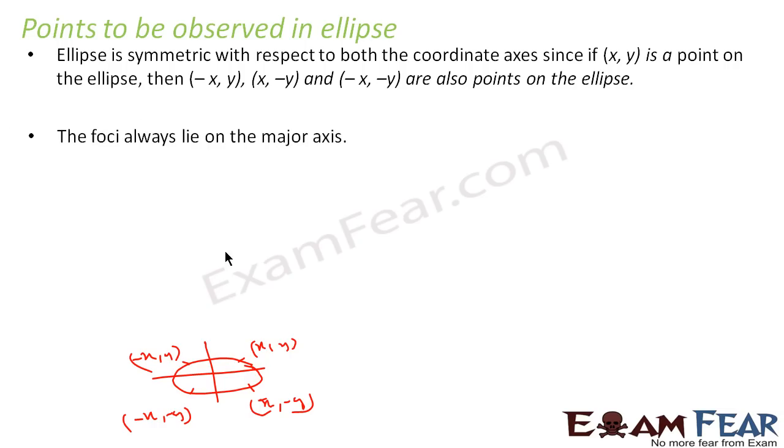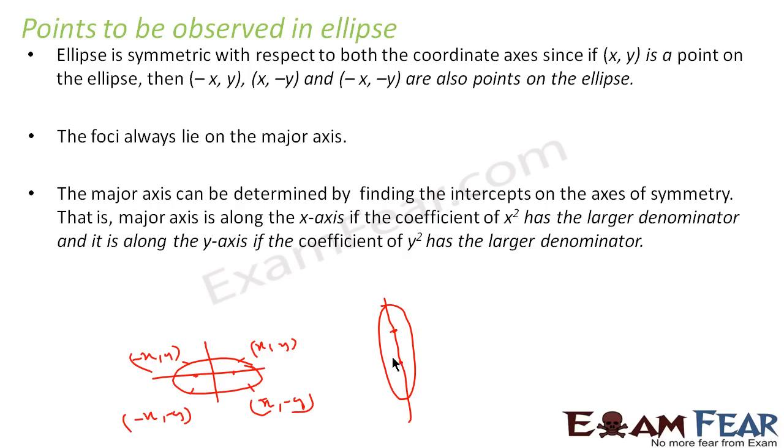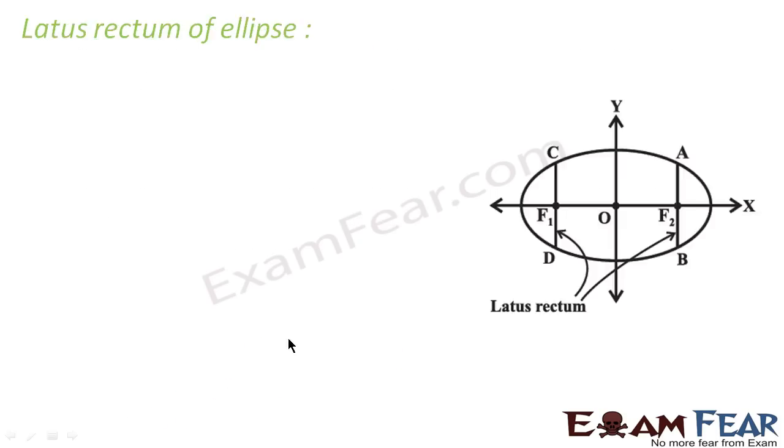And the foci always lie on the major axis. So if this is the major axis, we'll have foci here. And if we have a vertical ellipse like this, then foci will be here, because this will be the major axis. And the major axis can be determined by finding the intercepts on the axis of symmetry. The major axis is the one which is larger. The one which is larger is the major axis. So in this case, this is the major axis. In this case, this is the major axis.